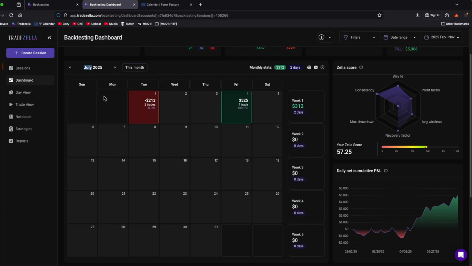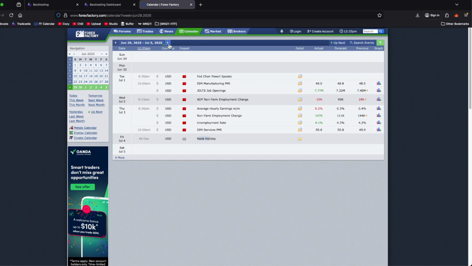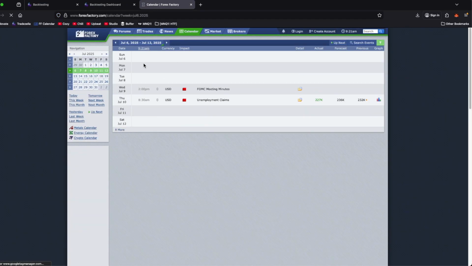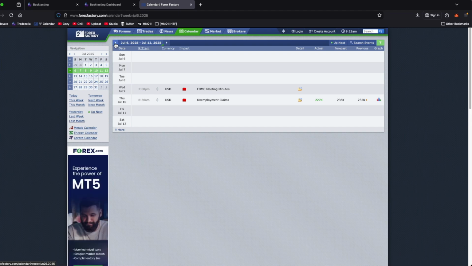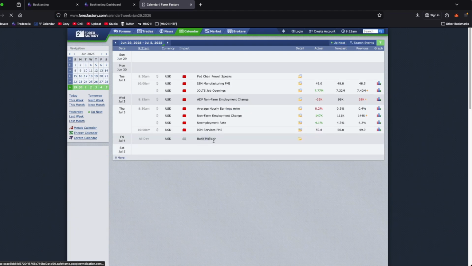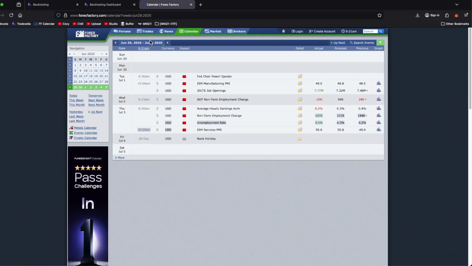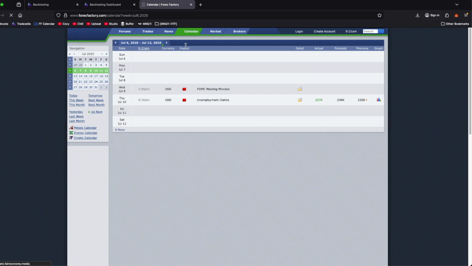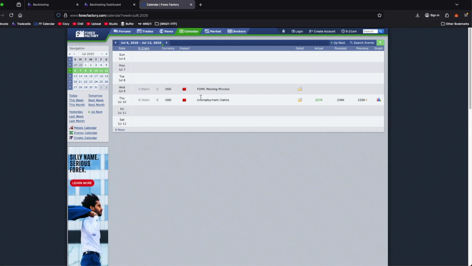So here's July. We're starting July 7th here. Check the calendar. Oh, interesting. So the week before was a weird week with a bank holiday and then non-farm on Thursday. Didn't provide many opportunities for me. Now this week here we have very little in terms of red folders.